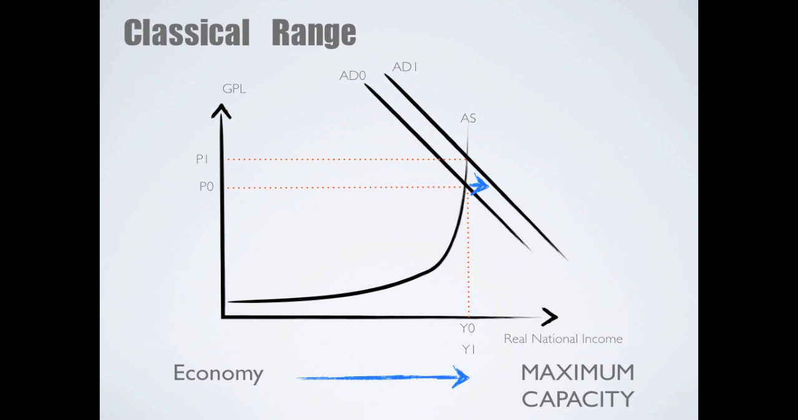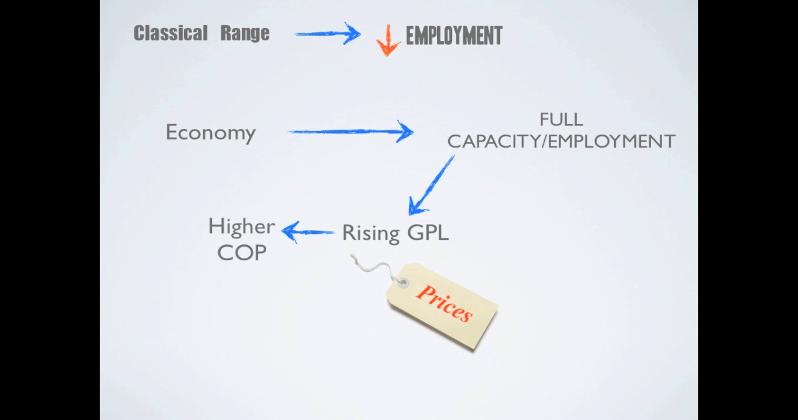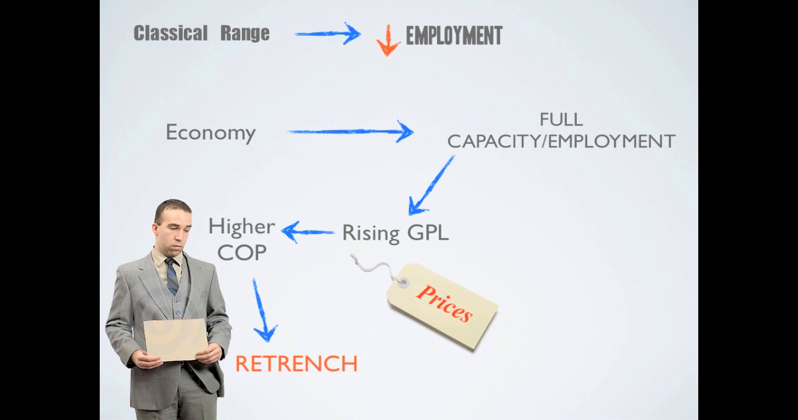Economies in this range are those that have reached the maximum capacity, which means they have scarce resources. And in this case, a rise in AD will lead to a fall in employment level. But why? Because at this stage, when AD rises, national income stops rising, but the GPL will rise exceptionally high, and that adds to the cost of production of firms. Therefore, in order to maintain the profits, they need to retrench workers.